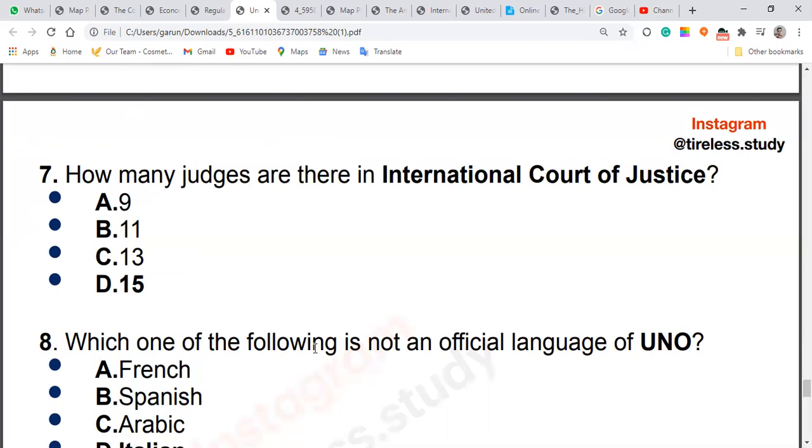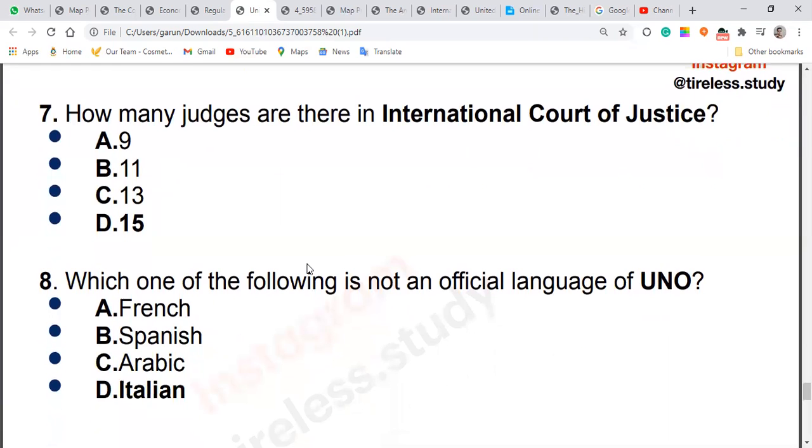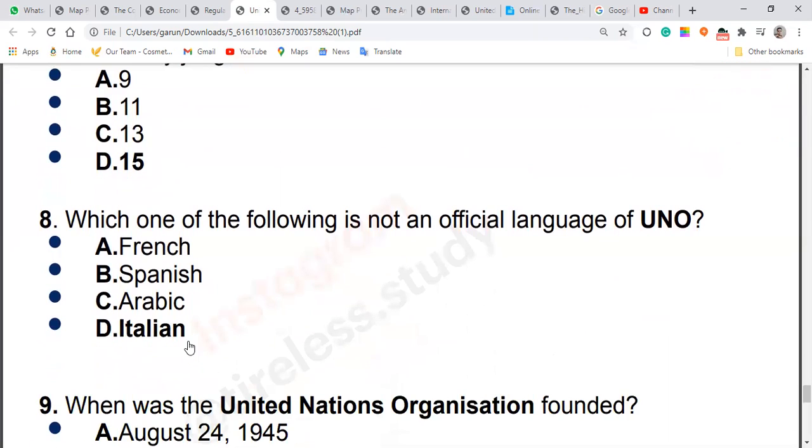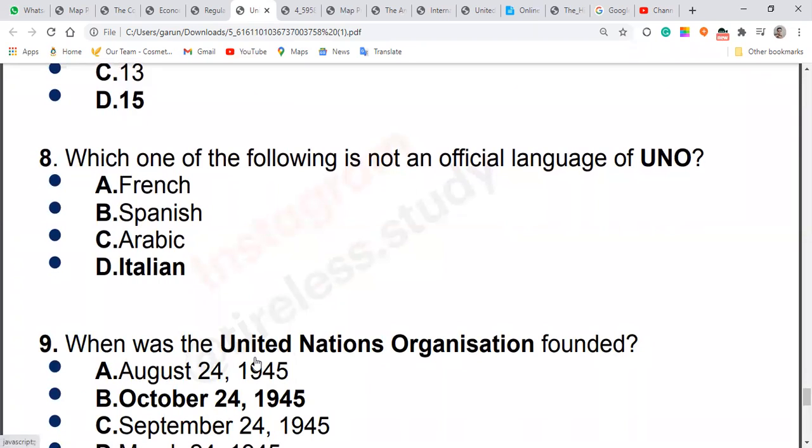Okay, which one of the following is not an official language of the United Nations organization? That is Italian. When was the United Nations organization founded? That is October 24, 1945.